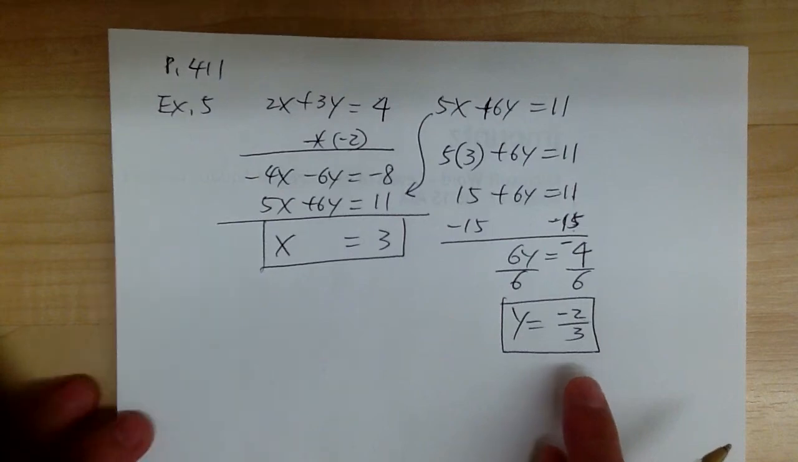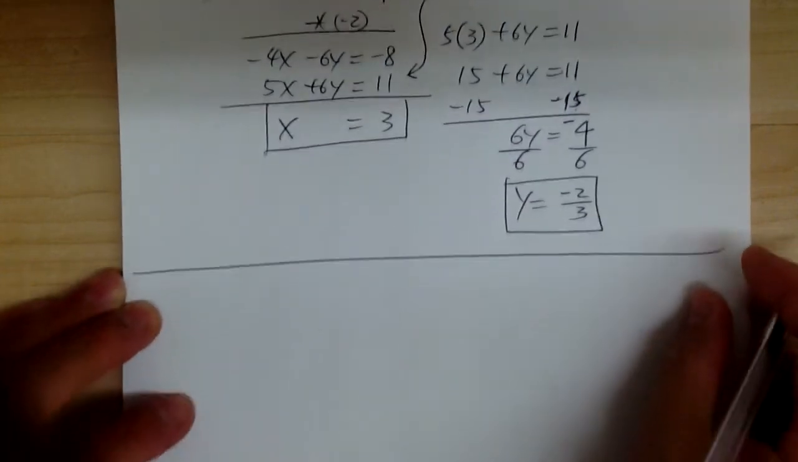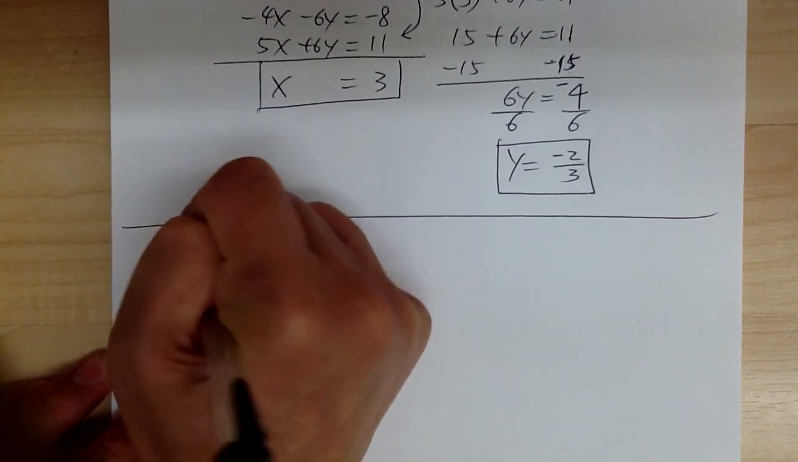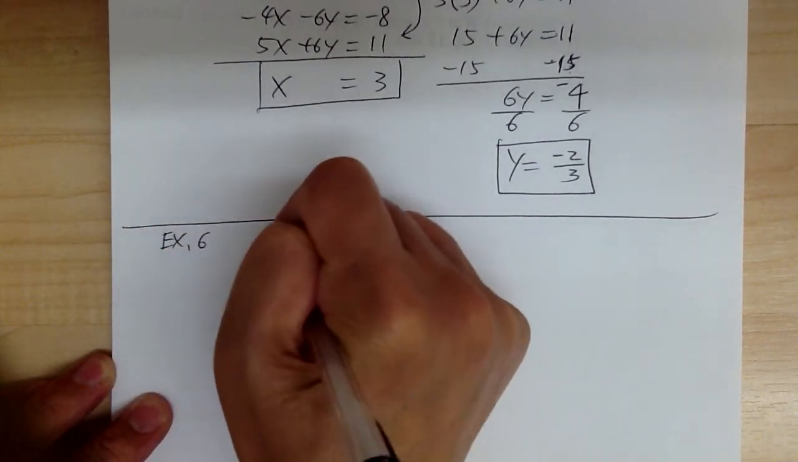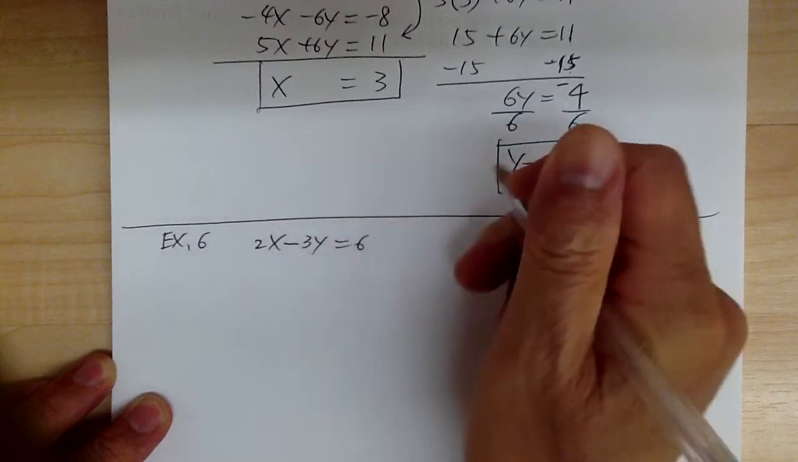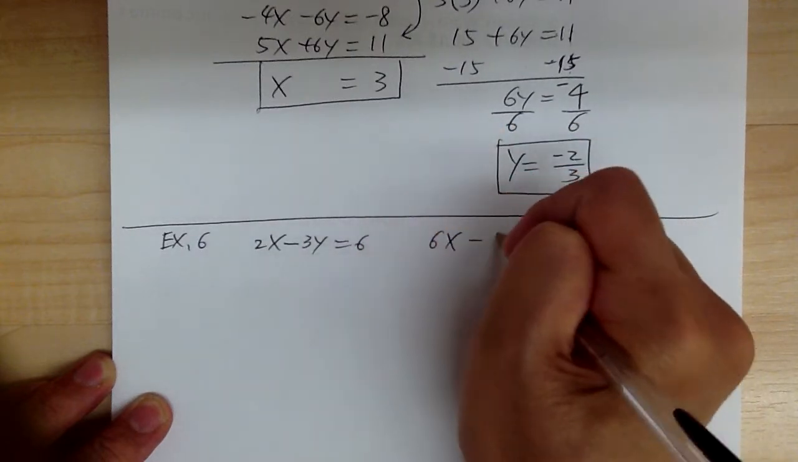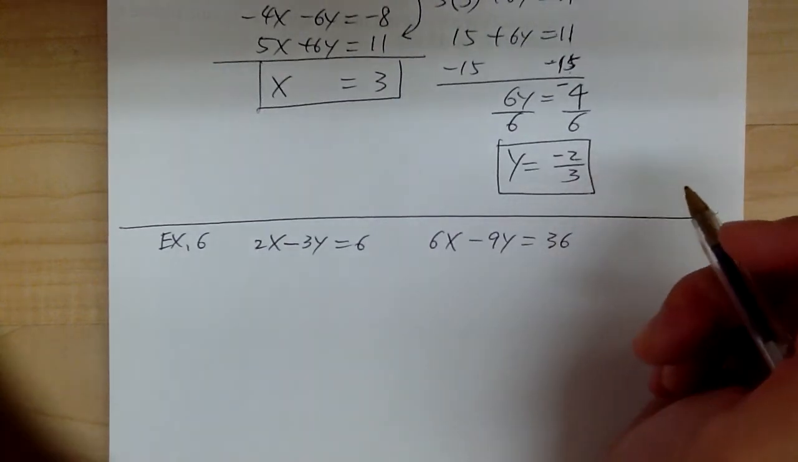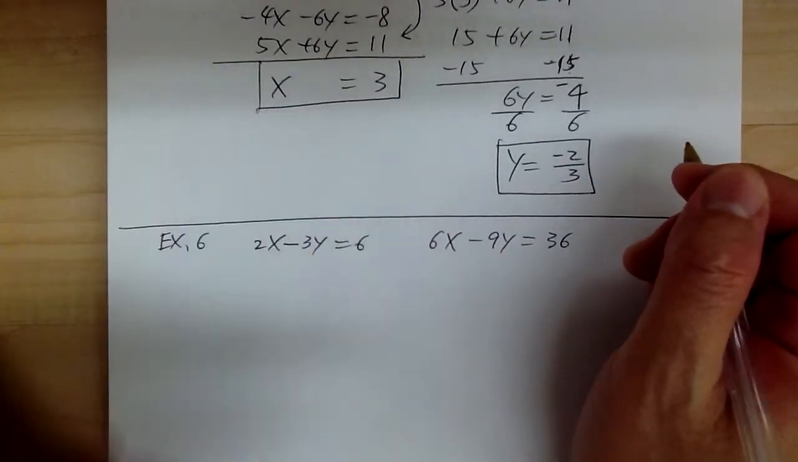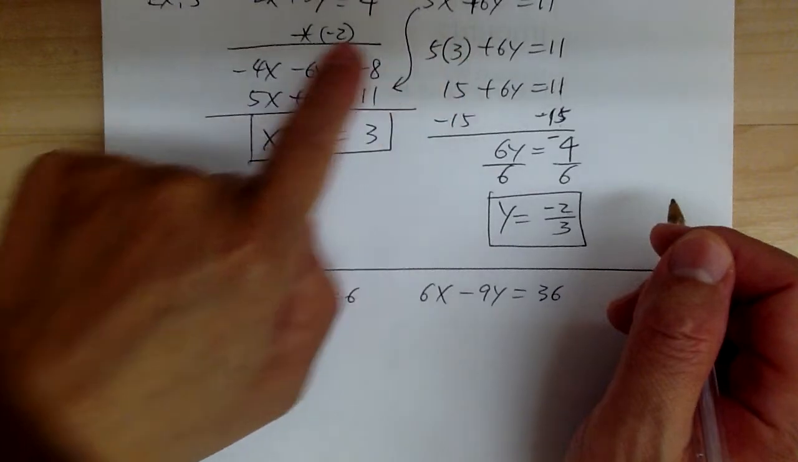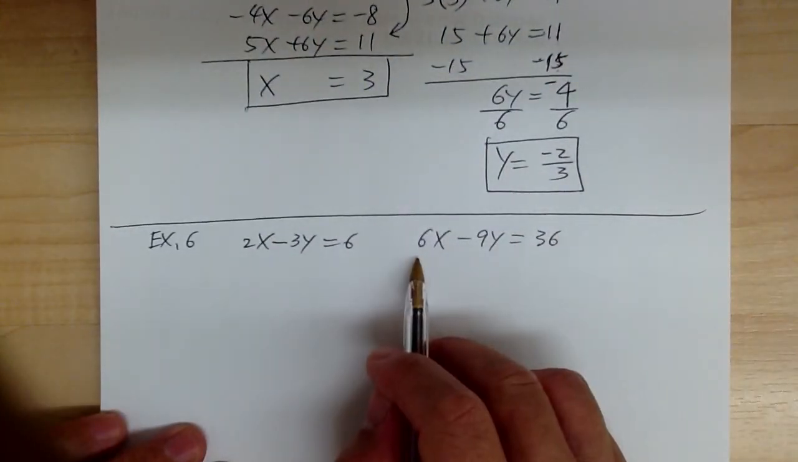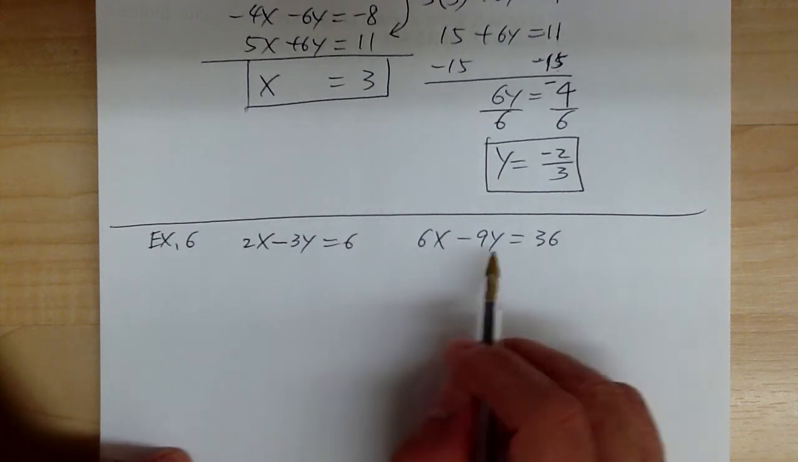Okay, let's go to example 6. You have 2x minus 3y equal to 6. You got 6x minus 9y equal to 36. Okay, now notice when you have an equation like this, you have to multiply to make them opposite, right? But sometimes you want to divide to lower your equation before you do anything.